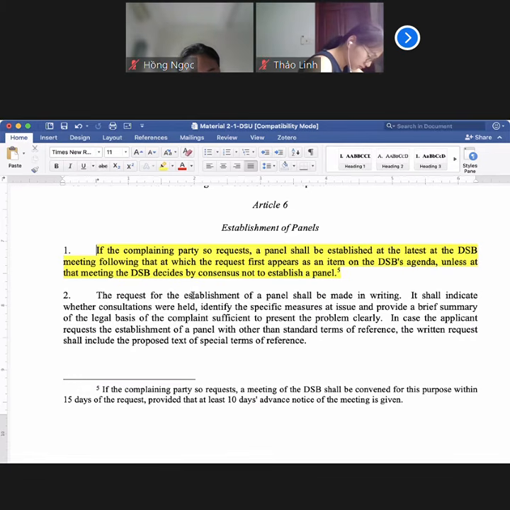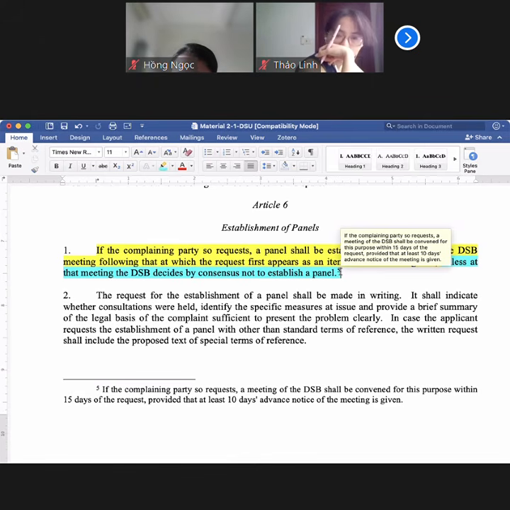But for the second part of the sentence, you have noticed that they have prepared just one case in which the panel cannot be established, and that one case only happens when and only when the DSB decides by consensus not to establish a panel.